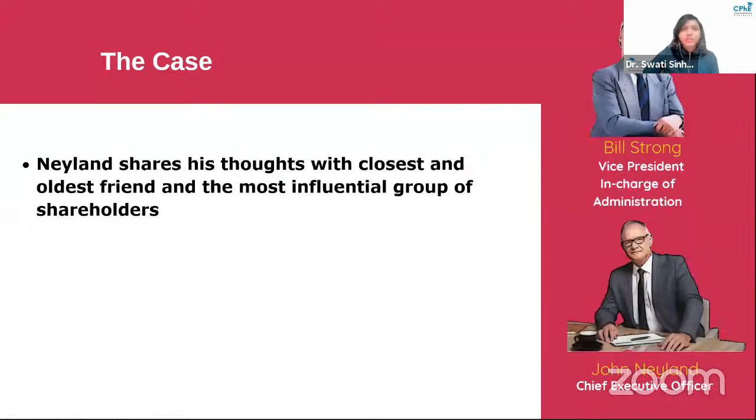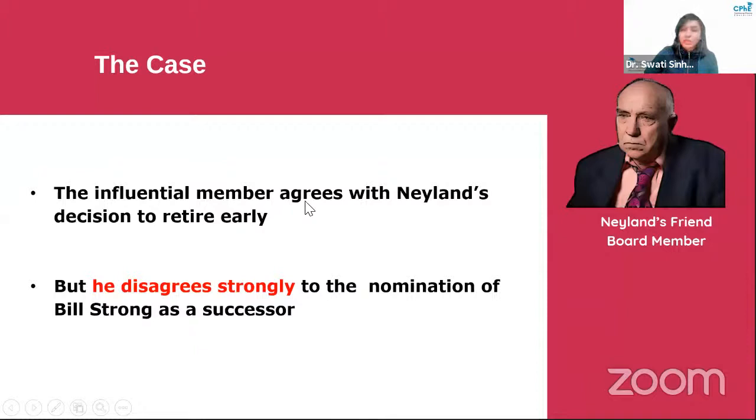What John does is he shares his thoughts with the board member. The board member is the closest and oldest friend of John, and he represents the most influential group of shareholders in the company. The influential member agrees, number one, with Neeland's decision to retire early. He says, yes, you can retire, but he disagrees strongly with the nomination of Bill as a successor.